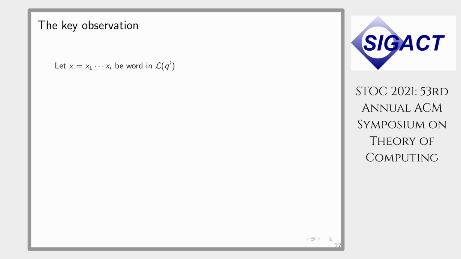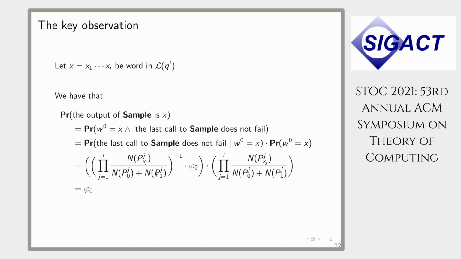And why you do that, and with this I will be finishing, is because at the end, the probability that the output of sample is X is the probability that W0 is equal to X and the last call to sample does not fail. Seen as a conditional probability, this is the probability that the last call to sample does not fail, given that W0 is equal to X, times the probability that W0 is equal to X. You can compute this: it's just this product given by the sets that we use. On the other side, the probability of not failing has exactly the same probability to the minus 1. And at the end, you get this probability phi sub 0.